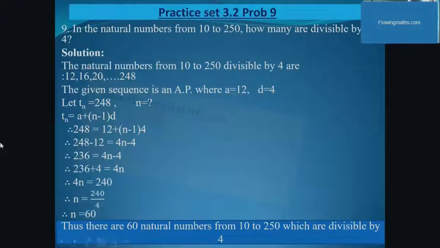So A is 12, D is 4. Now Tn is 248. We need to find n. In the same way, Tn is A plus n minus 1 D. So 248 is 12 plus n minus 1 into 4. We bring 12 here, 248 minus 12 is 4n minus 4. Take 4 to this side, so 236 plus 4 is 4n. 4n is 240, so n is 60. There are 60 natural numbers from 10 to 250 which are divisible by 4.